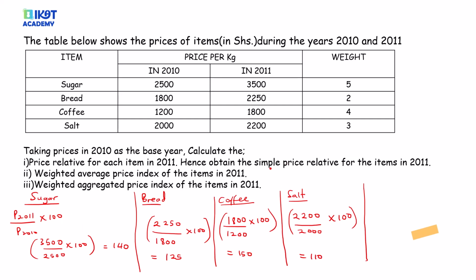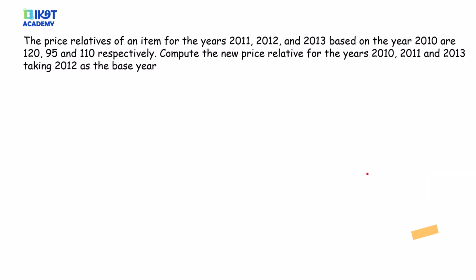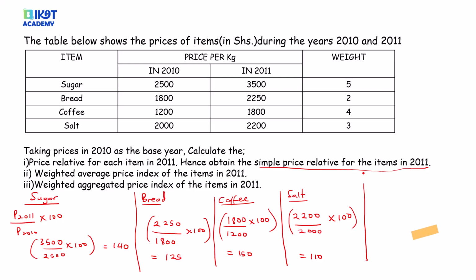Now the question says obtain the simple price relative for the items in 2011. So here we've obtained the price relative for all these items. So the question now wants us to find the simple price relative for these items. Okay, let me create a blank page.